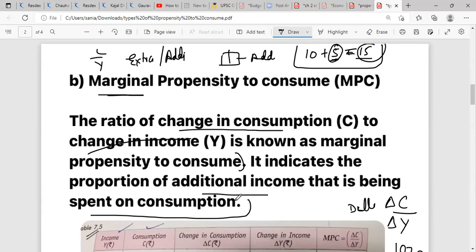Yes, ma'am. Mahdi, clear? Yes, ma'am. Okay, you can write it down.